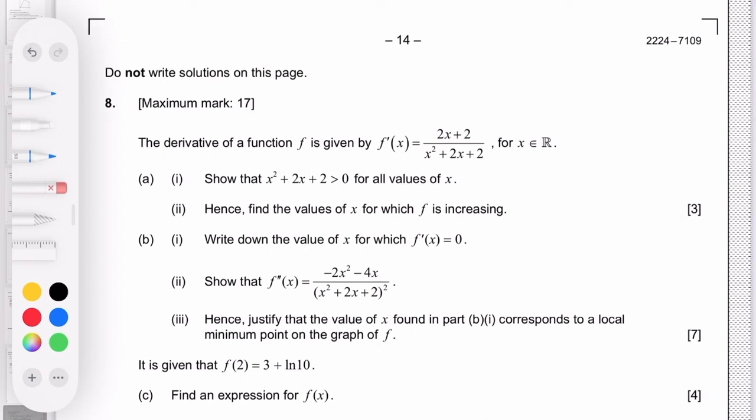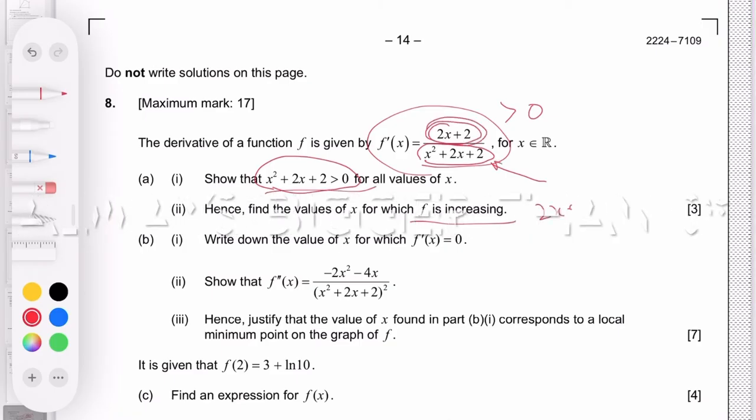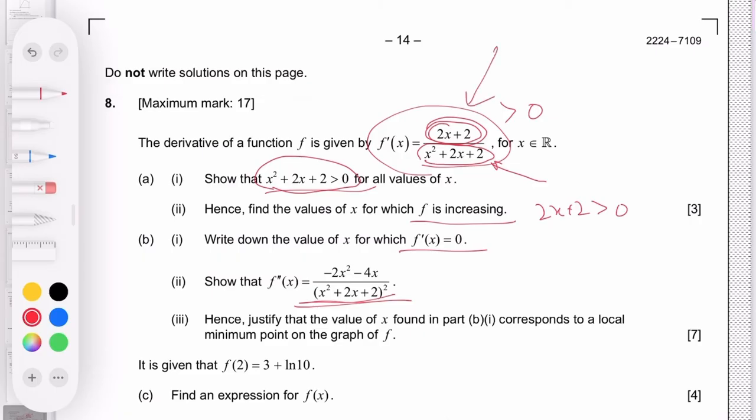Then this question: show that the denominator is always bigger than 0. You do completing the square. When is f increasing? That's when the derivative is bigger than 0. But since the bottom is always positive, you just need the top to be bigger than 0. So you just need 2x plus 2 to be bigger than 0. Then derivative equals 0. Then differentiate it again using the quotient rule. And justify that the value of x found in B(i) is a minimum. Also, you just sub the value you found in B(i) into the second derivative.